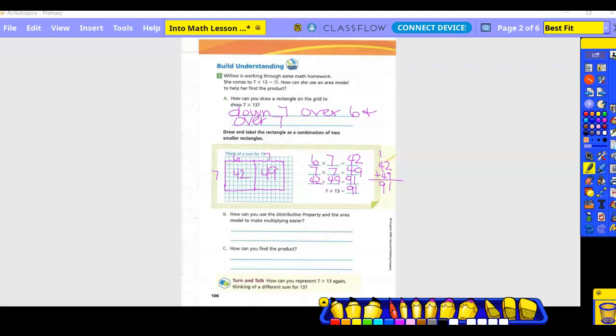Letter B, how can you use the distributive property in an area model to make multiplying easier? So basically, if we wanted it to look like distributive, what we did was we took 7 times parentheses 6 plus 7, right? Equals our answer, right? So basically what we did was we took the 6 times 7 and the 7 times 7 and then added them together, right? Okay. How can you find the product? So what did we do? We broke it apart and then we put it back together by adding it, right? We broke it into smaller numbers and then added them together.